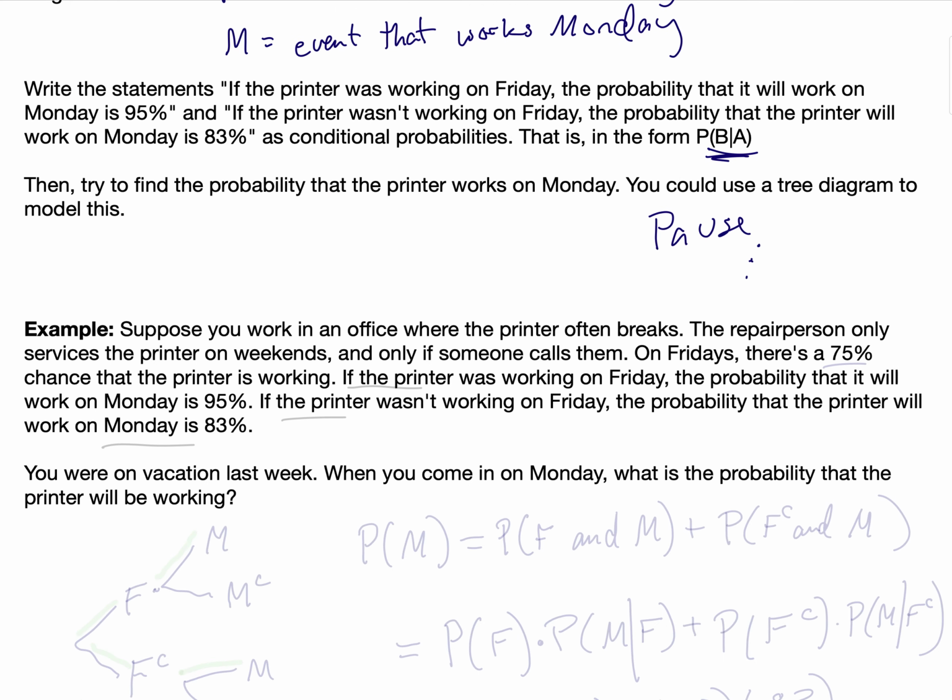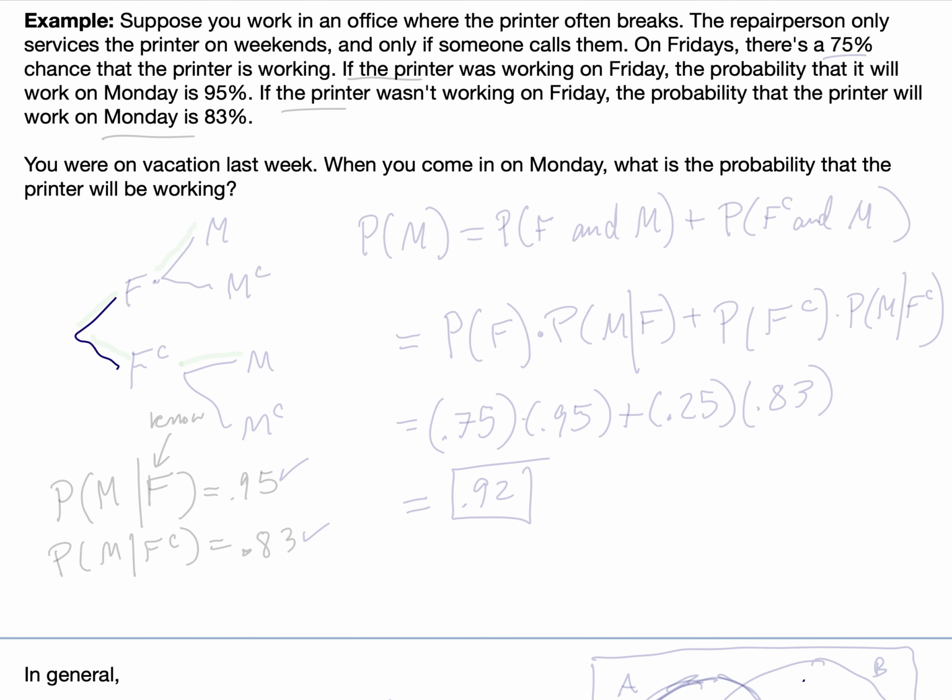Okay, let's start with a tree diagram and just think about what are the possible things that can occur. So either the printer was working on Friday or it wasn't. We'll write that as F complement. And either the printer was working on Monday or it wasn't. We'll write that as M complement, and similarly M complement.